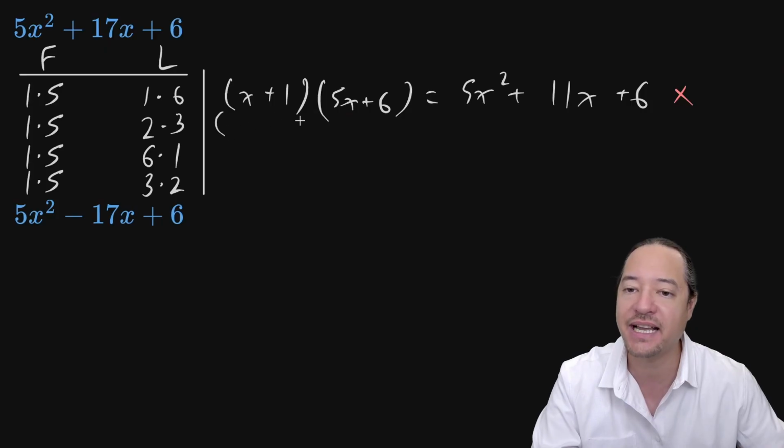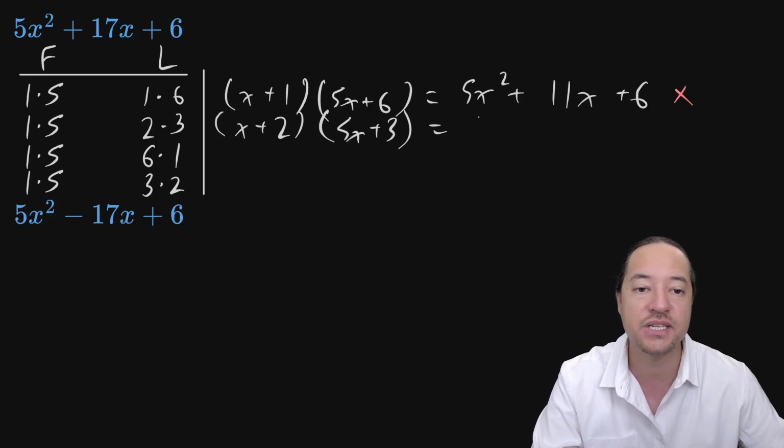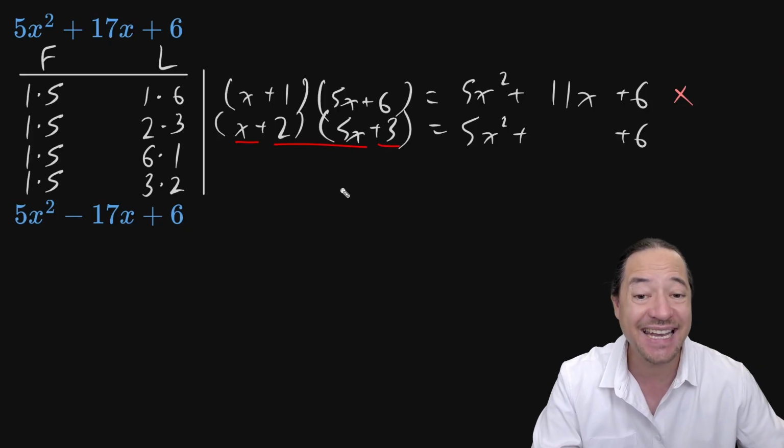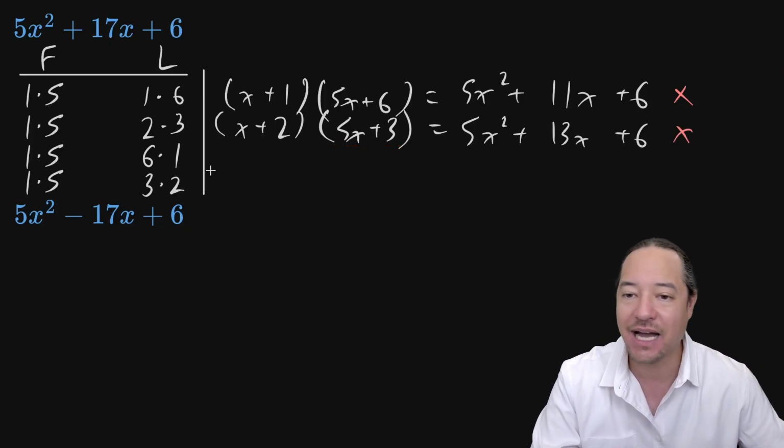Okay, let's try the next pair. We again get an x and a 5x, and then here we're going to get a 2 and a 3. Okay, so once again we get a 5x squared and a 6 over here, but in the middle we're going to get a 3x plus a 10x. That's going to give us a 13x. Once again, not what we want.